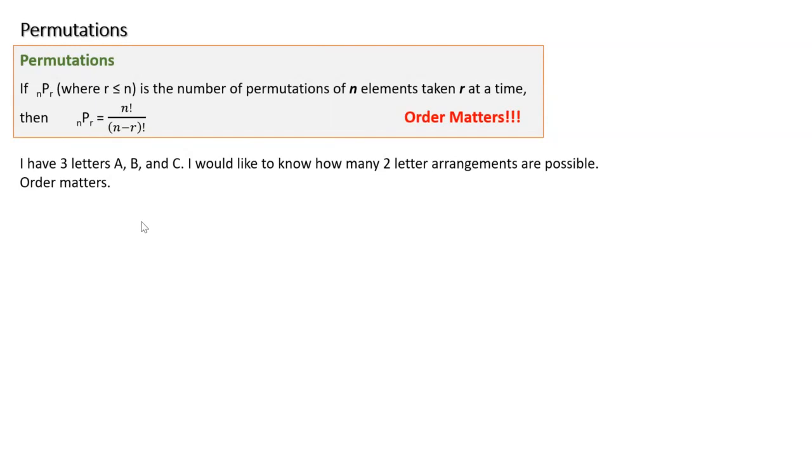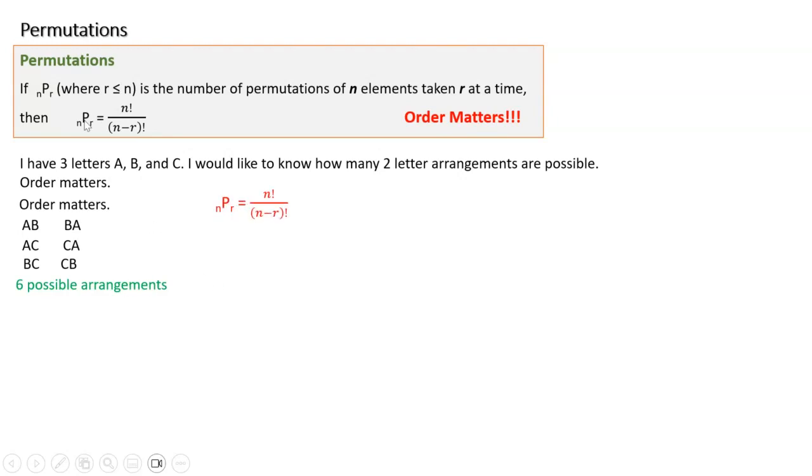So you have 3 letters, A, B, and C, and I would like to know how many 2-letter arrangements are possible. Remember, order matters. So I'm going to start with AB, and then AC, and then BA, and then reverse it, CA, and then BC, and then CB. So it's going to be 6 different orders. So the answer will be 6 possible arrangements.